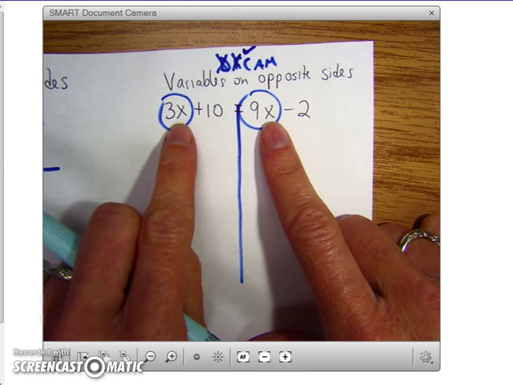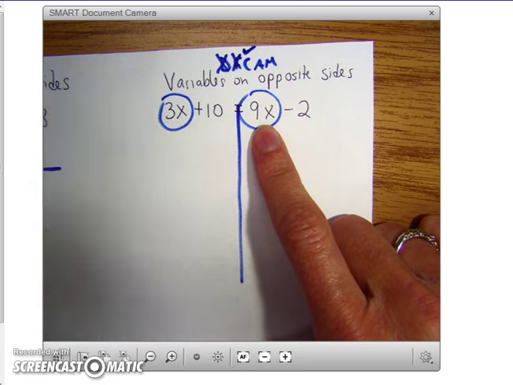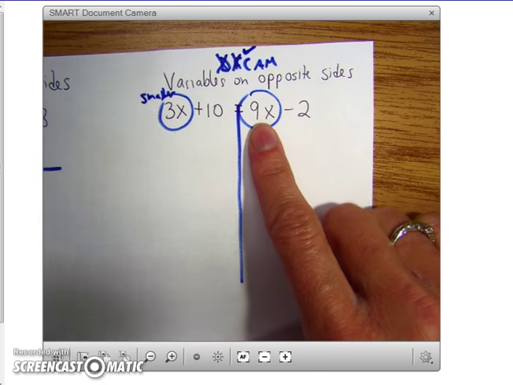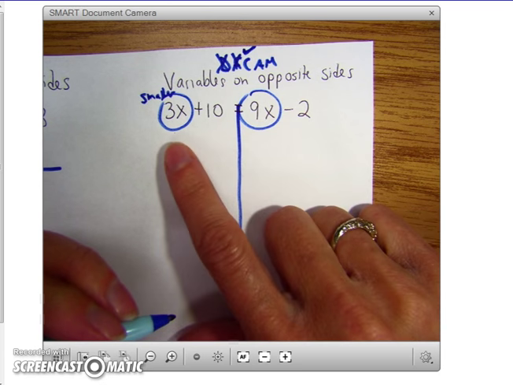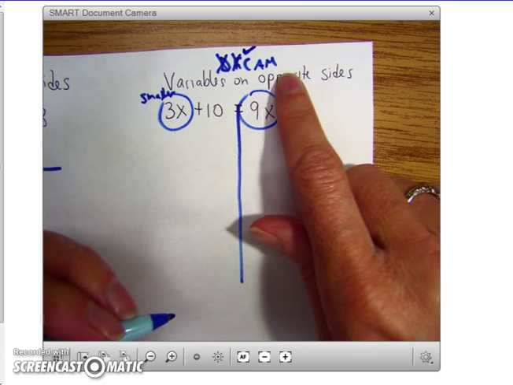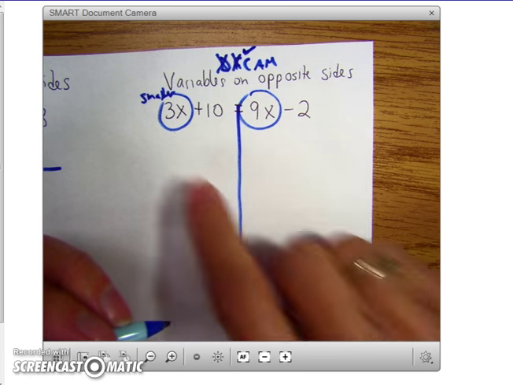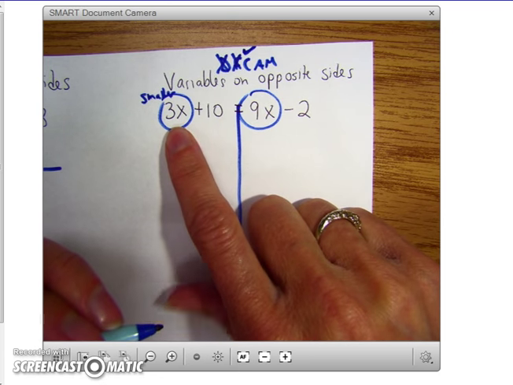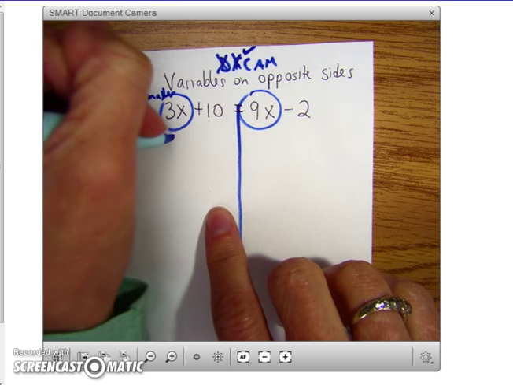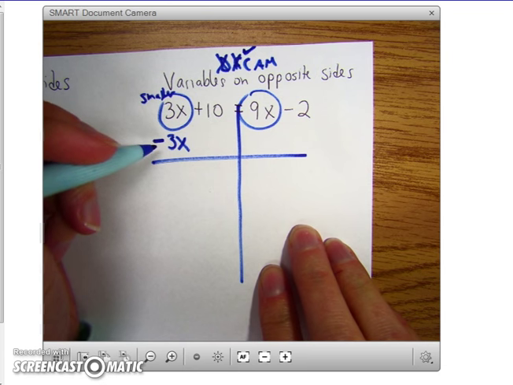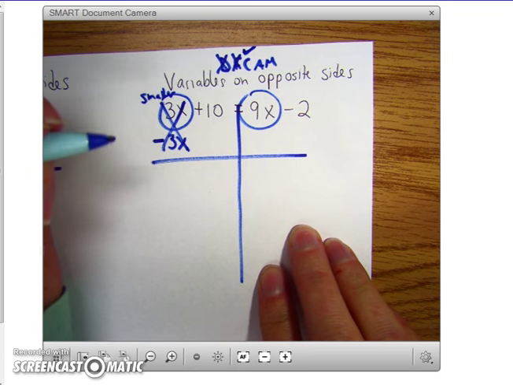Those are like terms, and I can't solve an equation if I have two terms with x's. I have to get rid of one of them. So it's easier to get rid of the smaller one. 3x is smaller than 9x. This only works if the variables are on opposite sides of the line. I use the inverse of 3x to get rid of it. This is a positive 3x. The inverse is negative 3x. So now positive 3x and a negative 3x will make 0.